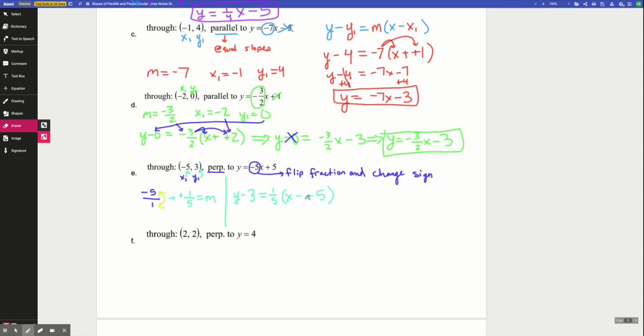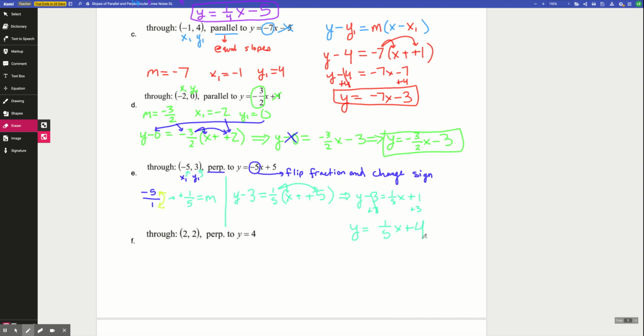I'm going to change my two minus signs to plus signs that are right next to each other. I'm going to use my distributive property and multiply through. So you end up with y minus 3 equals 1/5 x plus 1. And then I'm going to add 3 to both sides, just like that. So your final equation is y equals 1/5 x plus 4.